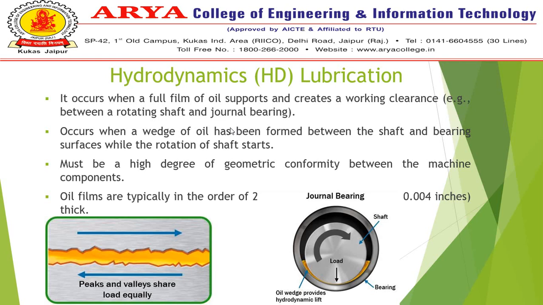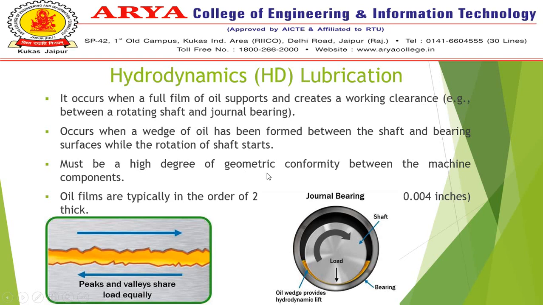The next is there must be a high degree of geometric conformity between the machine components. Conformity is geometric conformity, meaning the surfaces should be similar. If we have two flat surfaces, the flatness of these two surfaces should be similar. If we have two round surfaces, the surfaces should be similarly round. There is no change in the roundness of that surface. So conformity is the similarity in the design and the surface.